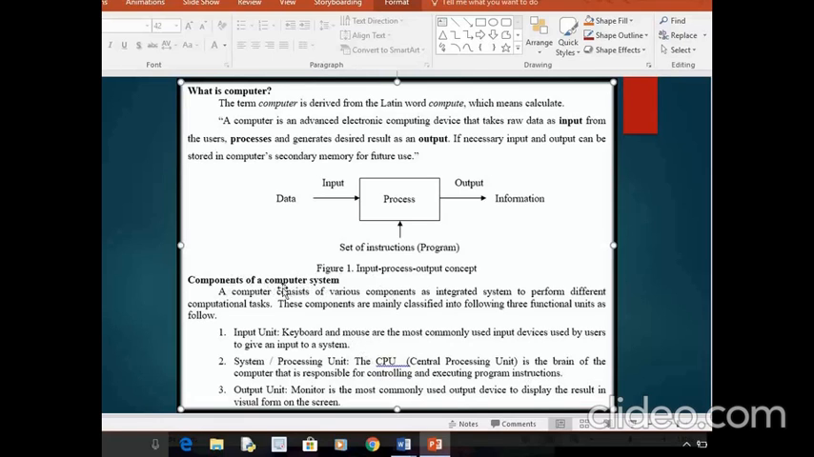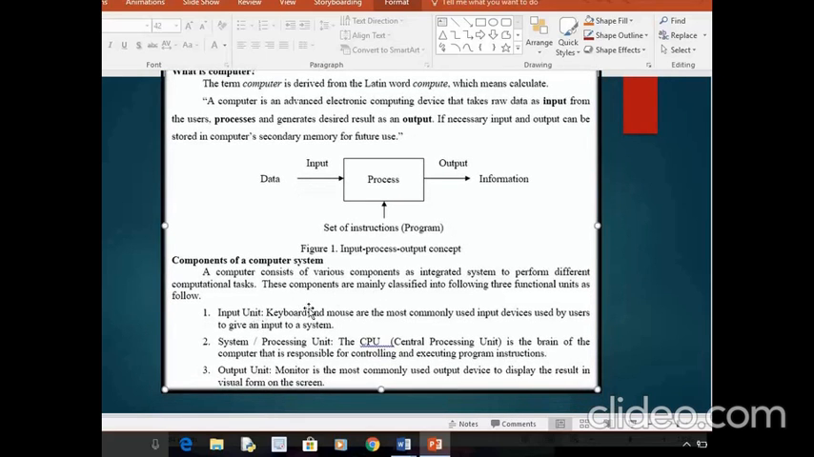Now see here, components of a computer system. One of the students is answering: A computer consists of various components as an integrated system to perform different computational tasks. These components are mainly classified into the following three functional units. Input unit: keyboard and mouse are the most commonly used input devices to give the input. System unit: CPU, also called the processor. Examples of processors are i3, i5, i7. You can add your own points also. That is your real answer. Don't try to copy like others. Output unit: monitor is the most commonly used output device to display the result in visual form on the screen.